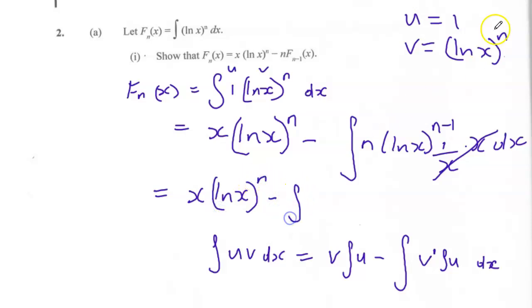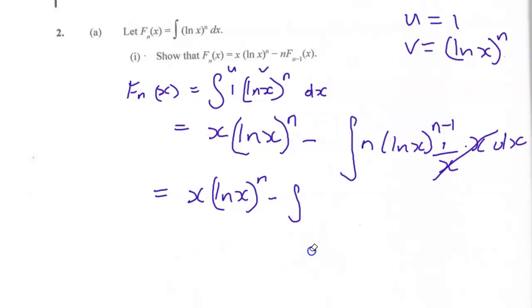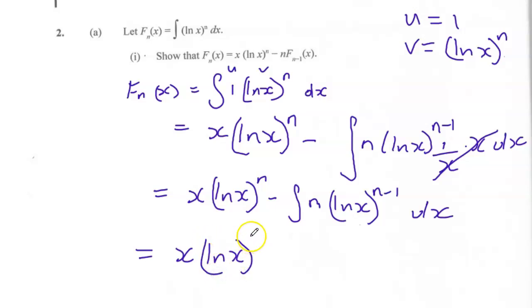minus the integral of n ln x all to the power of n minus 1 dx. So this would be equal to x ln x raised to the power of n minus n. n is a constant there, so I can put the n out front. And if you look at what this is, the integral of ln x to the n minus 1 is f subscript n minus 1.